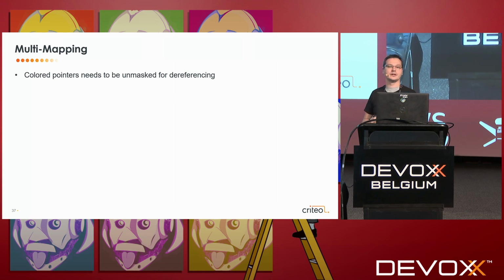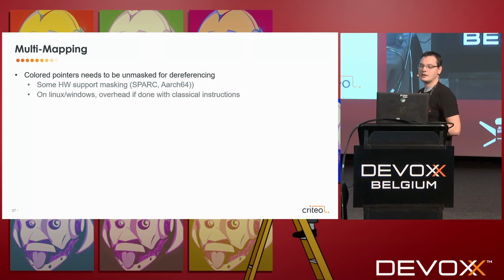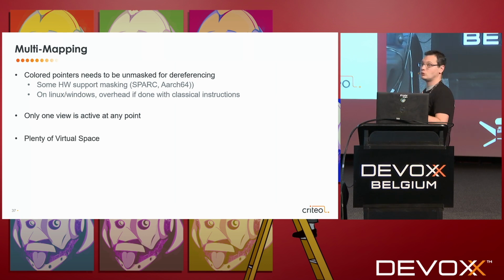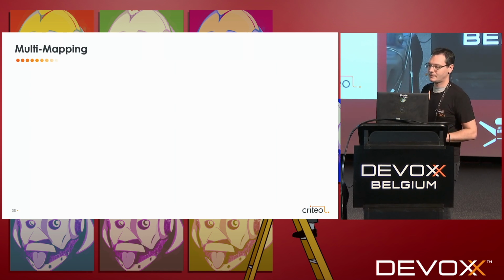those colored pointers, they use a method called multi-mapping to unmask when dereferencing. But some hardware has this support built into the instructions. For example, with SPARC or ARM, the CPU can unmask the address directly. But for x86, there is an overhead for doing this. So the trick is to use multi-mapping, as there is only one view active at any point. We can do this because we have plenty of virtual space, as 64-bit addressing is very, very, very large. So we can use this space for other things.